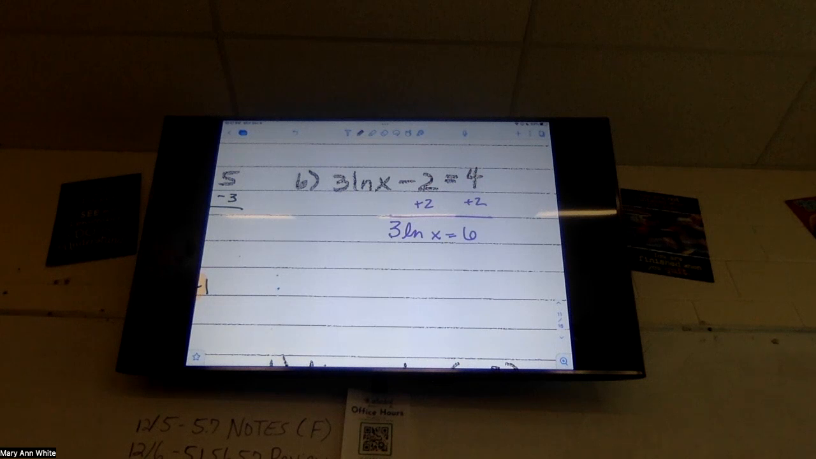What else can I do to simplify? Divide by 3. This might be a silly question, but what's 6 divided by 3? 2. Sometimes we get silly and we forget and we say it's 3. That might mess you up.